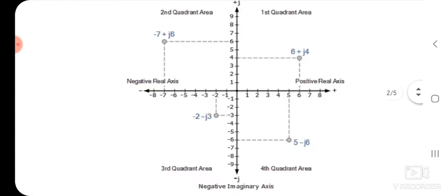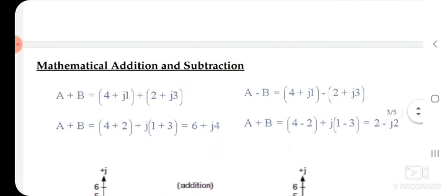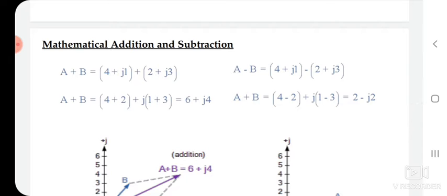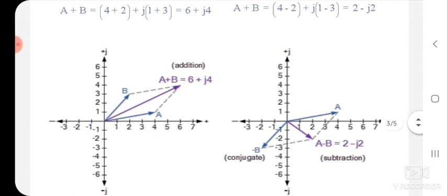So, if we move forward, now we are going to add two complex numbers. One is complex number a equal to 4 plus i, and b is 2 plus 3i. If we add these two, a plus b, it gives 6 plus 4i. Now how can we represent this 6 plus 4i using an Argand diagram?